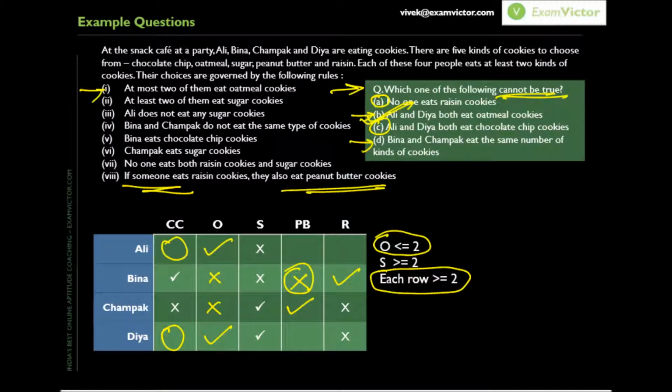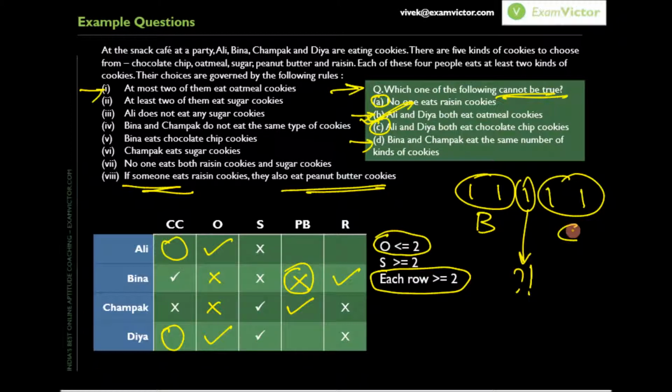Beena and Champak eat the same number of kinds of cookies. See, this is the thing I was telling you in the beginning when we were reading the question. What this is essentially saying is that there are totally 5 kinds of cookies. Maybe 2 are being eaten by Beena, 2 are being eaten by Champak, and there might be this one that is being eaten by nobody among Beena or Champak. And this is not a violation of this condition. Beena and Champak do not eat the same type of cookies.